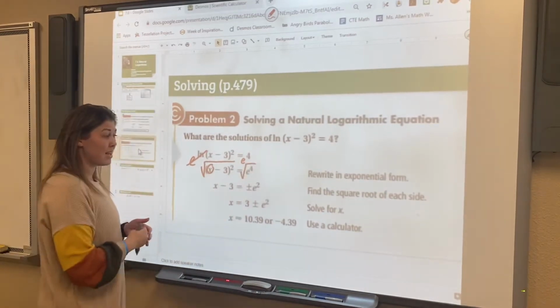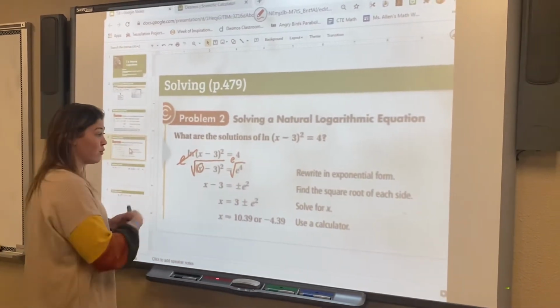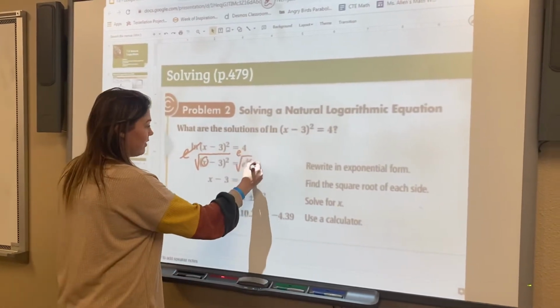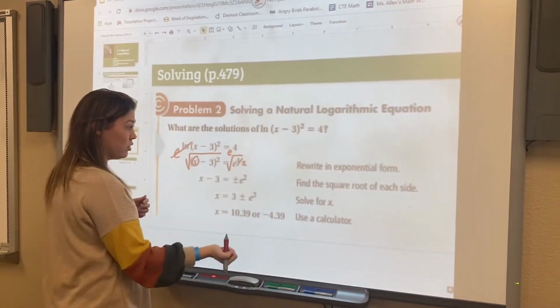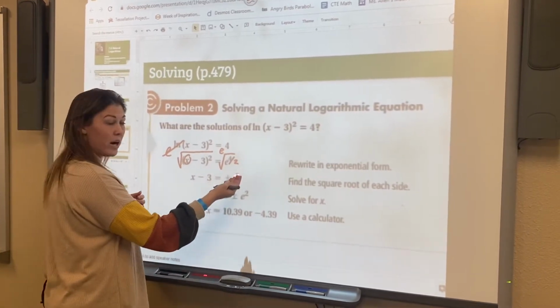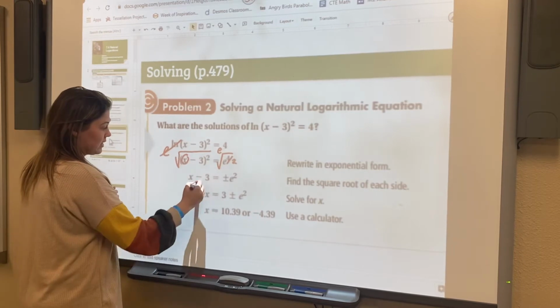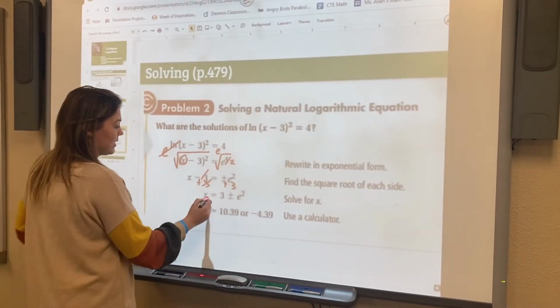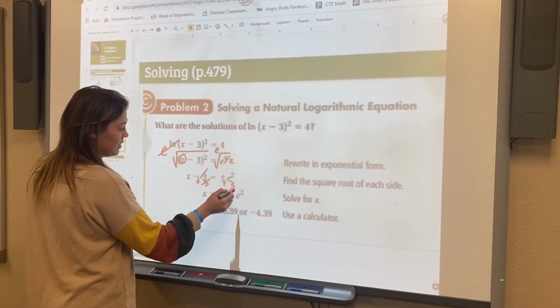With e to the 4th power, we take the square root, which is 4 divided by 2, that is 2. So x minus 3 is equal to plus or minus e squared. Still solving for x, so we add 3, cancel, cancel. So x is equal to 3 plus or minus e squared.